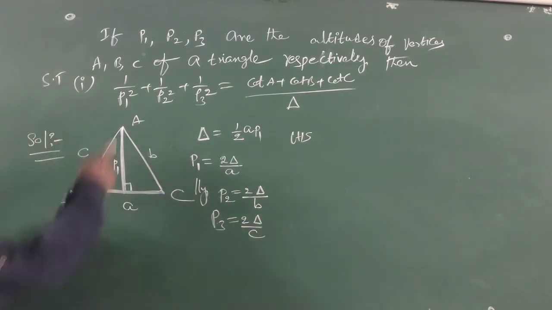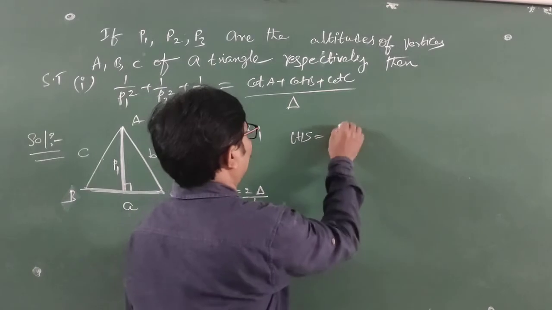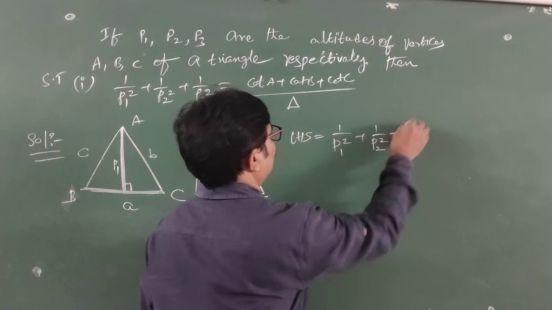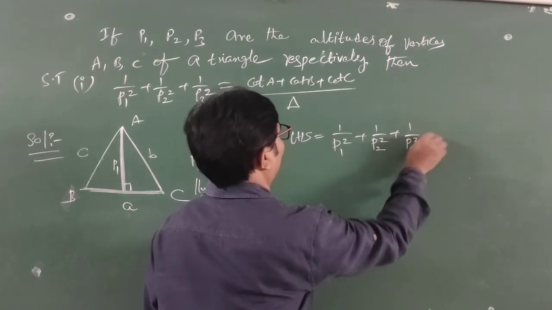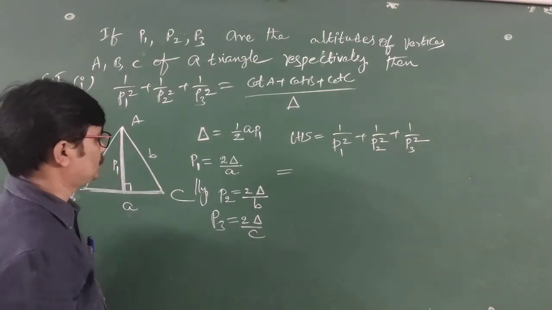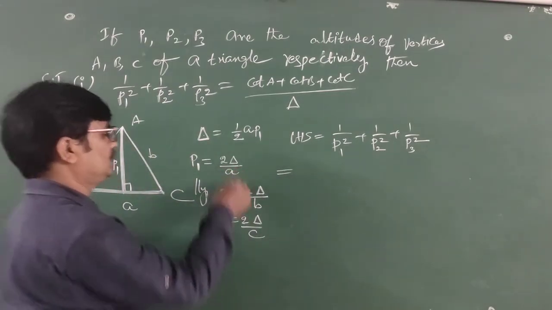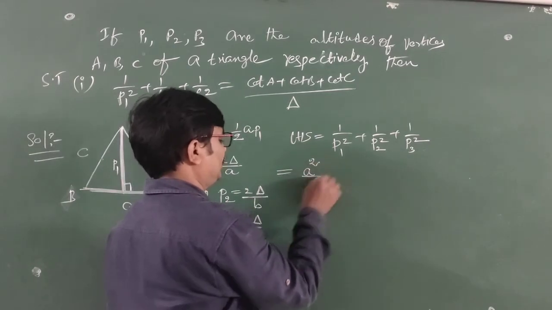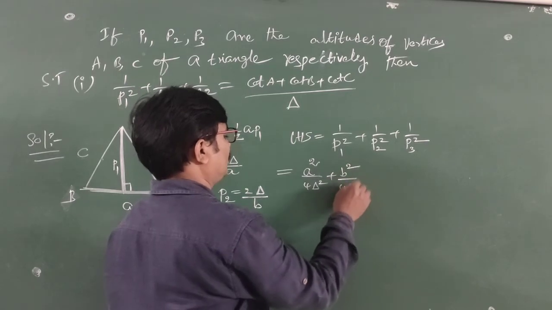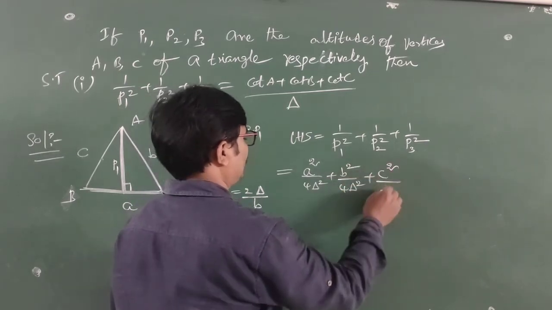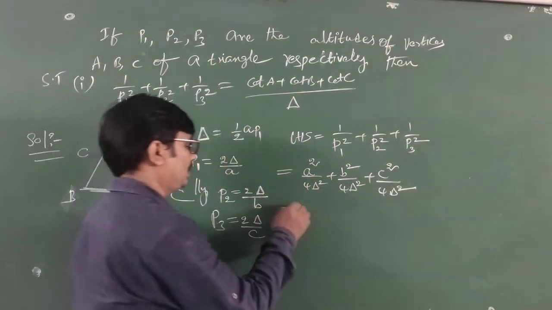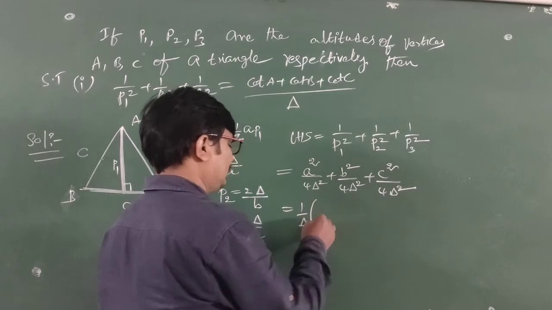Now students, the left hand side is 1 by p1 square, 1 by p2 square, 1 by p3 square. What is 1 by p1 square? It is a square by 4 delta square, b square by 4 delta square, c square by 4 delta square. Just now students, we take 1 by delta square as the common.